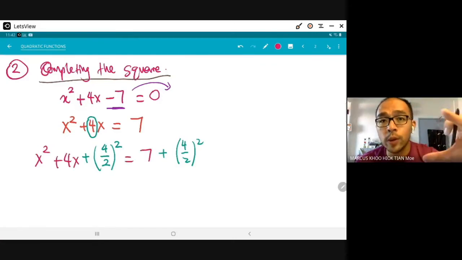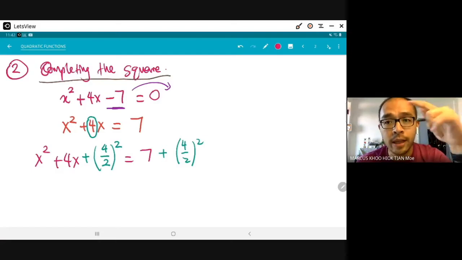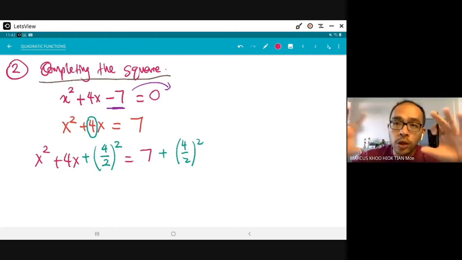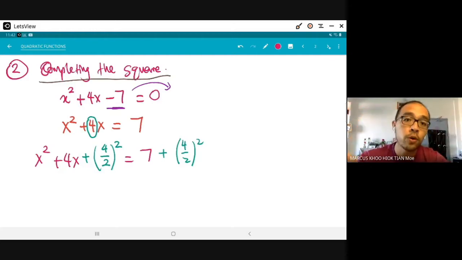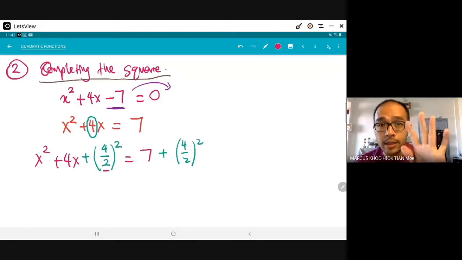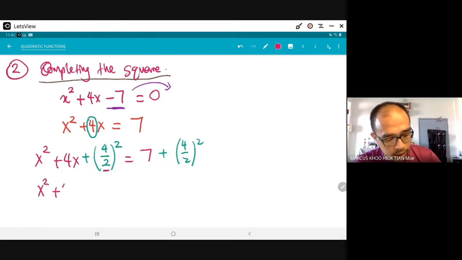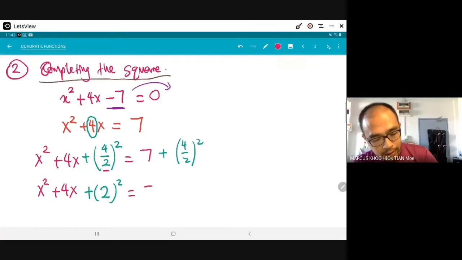So notice what I'm doing. I'm taking the number 4, saya bahagi 2, lepas tu saya kuasa 2 dan saya campurkan kepada kedua-dua belah. On the left side saya campur, on the right side pun saya campur. Now, 4 bahagi 2 adalah sama dengan 2. Tapi jangan dulu tekan 2 squared, biar dulu squared di sana. So x squared plus 4x plus 2 squared. Then saya kekalkan yang lain: 7 plus 2 squared.